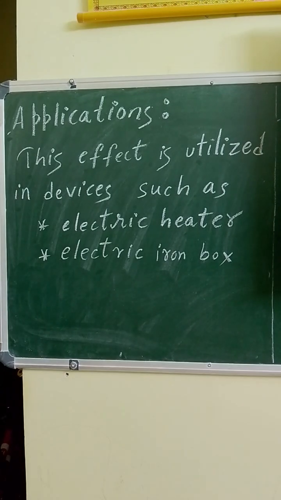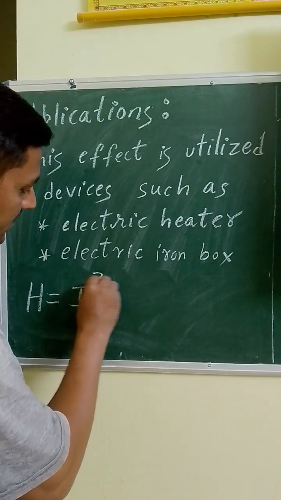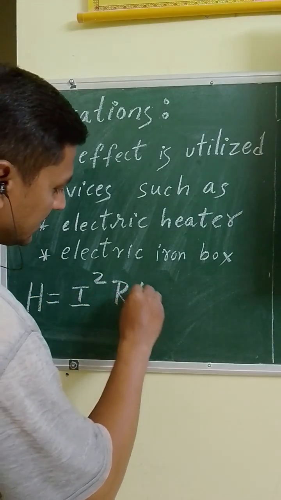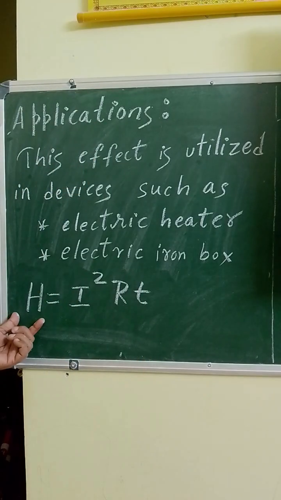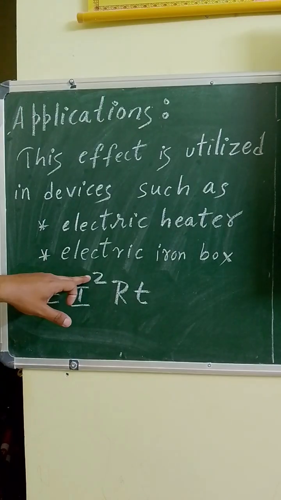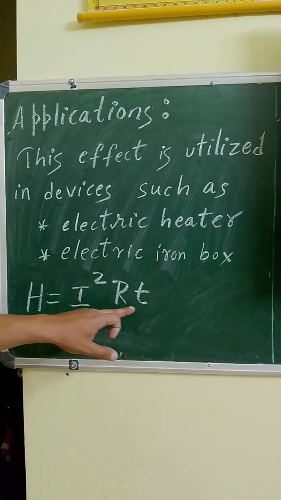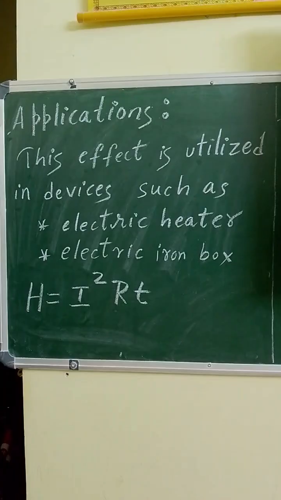Now see here, we have the formula that is H is equal to I square R t. H is heat, I is electric current, I square, R is resistance, purely resistive load, t is time in seconds.